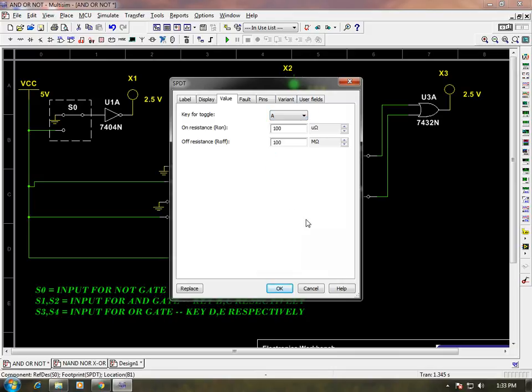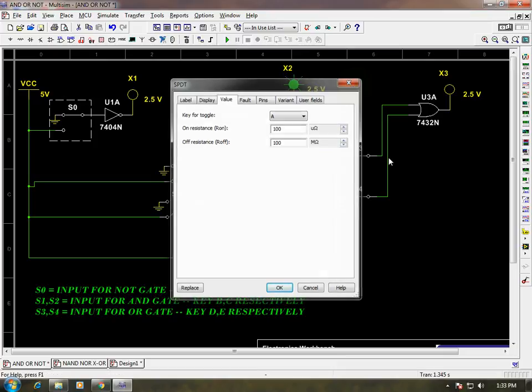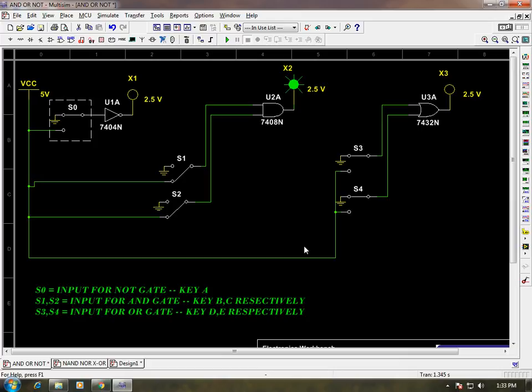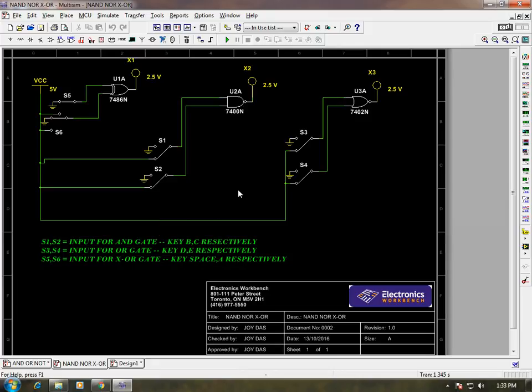Another thing is that it has some on resistance and off resistance capability. Off resistance is 100 megohms. You can increase it from here, and you can also decrease it from here. For on resistance, the lower the resistance, the more short circuited the path will be created and the lesser the drop will be created.